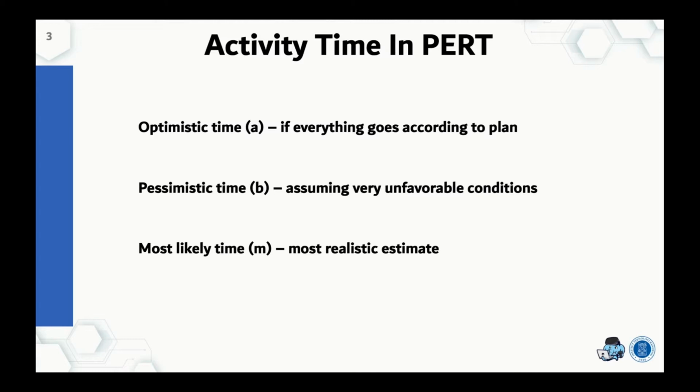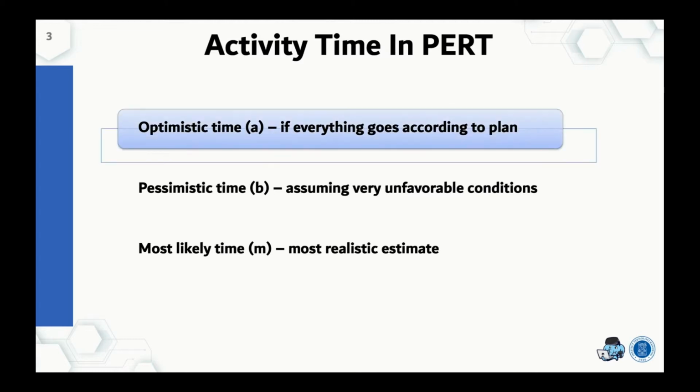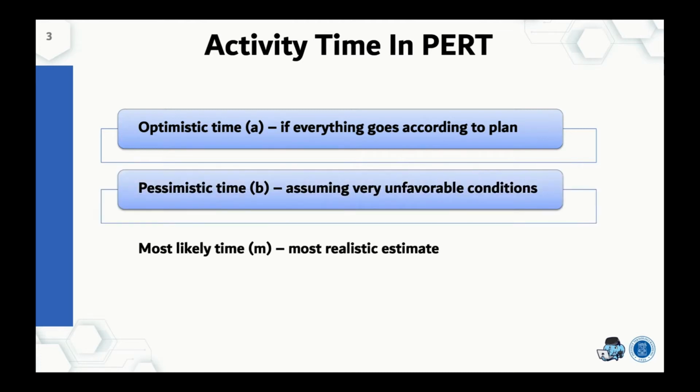So, we mentioned before that PERT has three time estimates. First is the optimistic time. Optimistic time means that everything is going smoothly according to what we planned before. The second is the pessimistic time. This is the opposite of the optimistic time. It assumes that we run into unfavorable conditions and things do not go smoothly according to our plan.